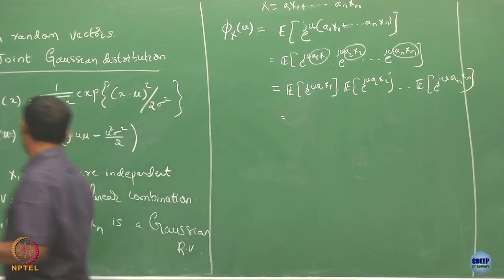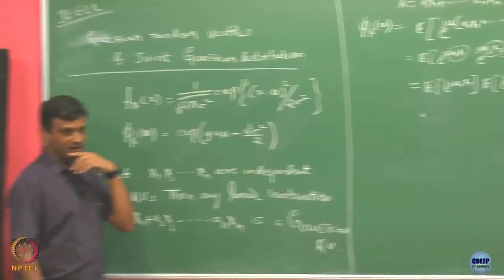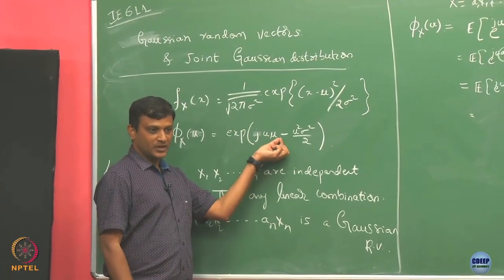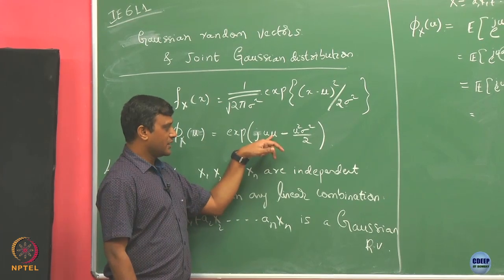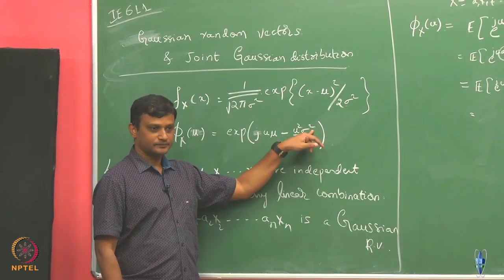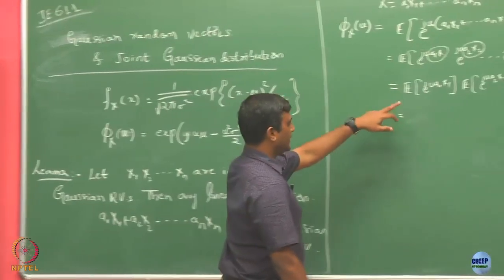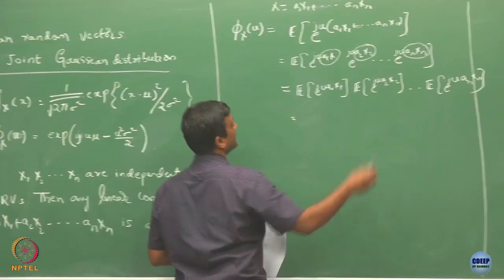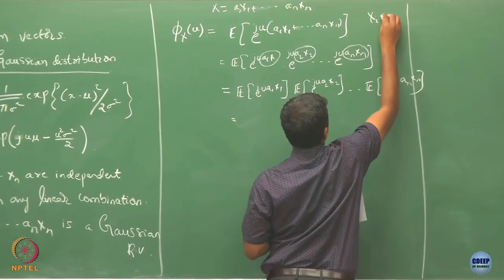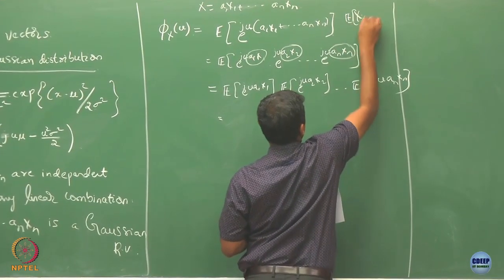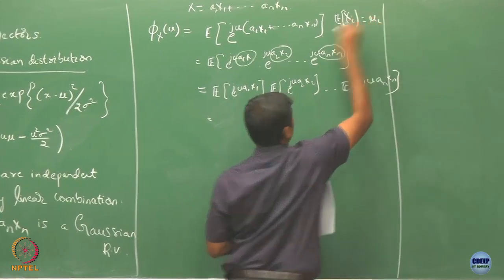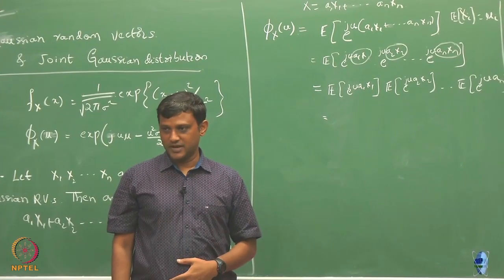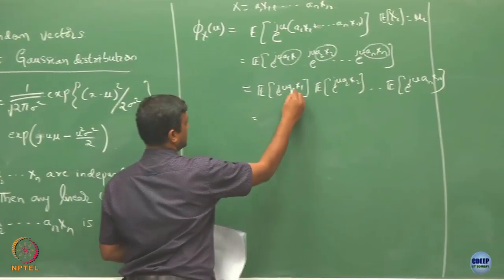So, we already know that if x is a Gaussian random variable, its characteristic function is going to look like this, e to the power j u mu minus u square sigma square by 2. So it only depends on your mean value and the variance, right? So, what is the mean value of a1 x1? Suppose, let us say, the expectation of xi is equal to mu i, for the ith random variable, which is Gaussian with mean mu i. So, then what is the mean of this going to be?